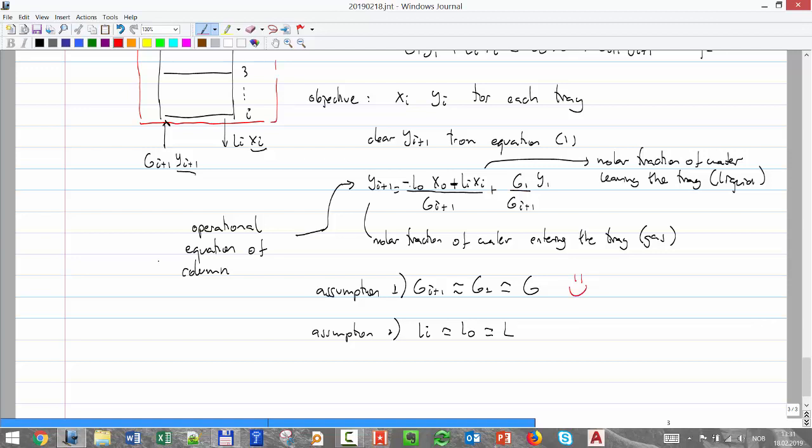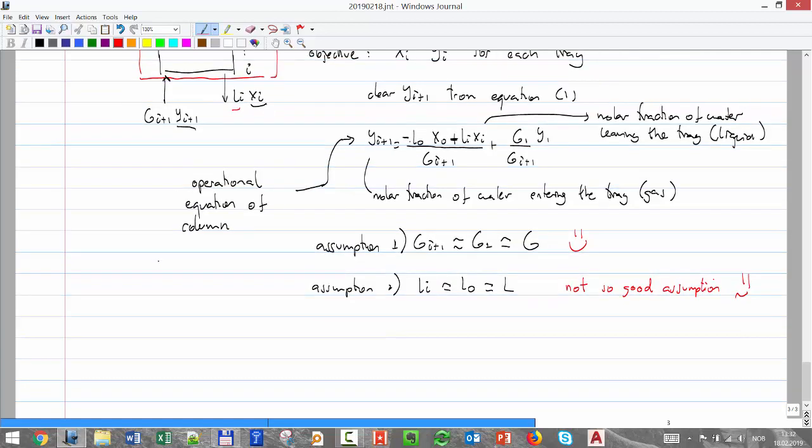This is not so good an assumption, because by the end of the tray, this L simply has a lot of water, so you cannot make the assumption that the molar flow is constant. But let's just be aware of that, and let's continue with that assumption, okay? So if you do that, you end up with the following equation, the operational line of the column: Y(i+1) equals L over G, times (Xo minus Xi), plus Y1. Simply, I took L as a common factor, I divided by G, and then these two terms give me 1, and finally I end up with that equation.